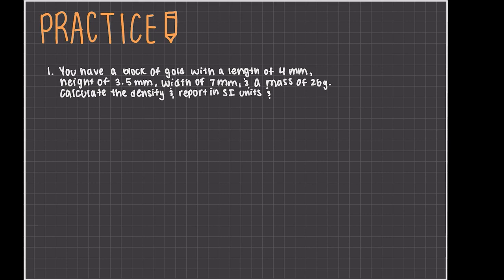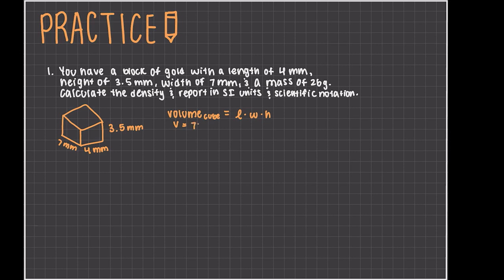Now we have the cube with 7 millimeters, 4 millimeters, and 3.5 millimeters, and we know that the volume of a cube is equal to the length times the width times the height. So our volume is going to be 7 millimeters times 4 millimeters times 3.5 millimeters. That means that our volume is going to be 98 millimeters cubed. Now we know that density is rho, and it is equal to the mass over the volume.